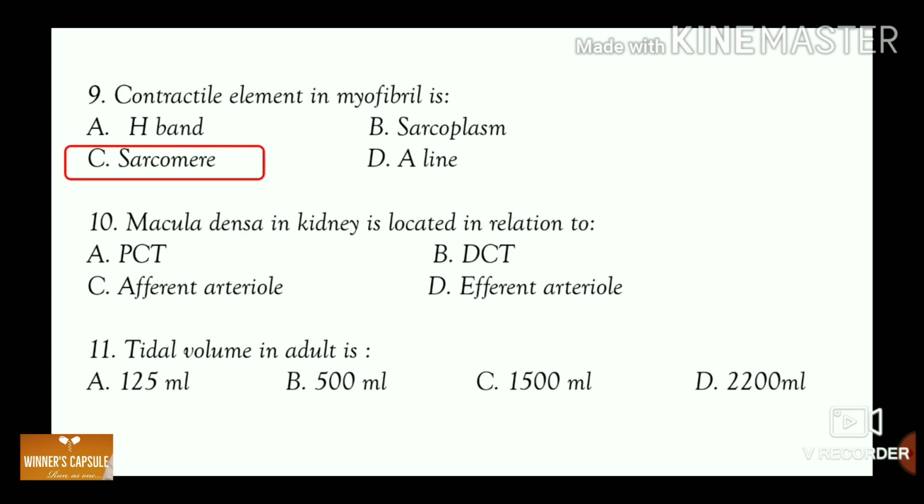PCT, B. DCT, C. Efferent arteriole, and D. Efferent arteriole. Answer is option B. DCT, that is distal convoluted tubule.